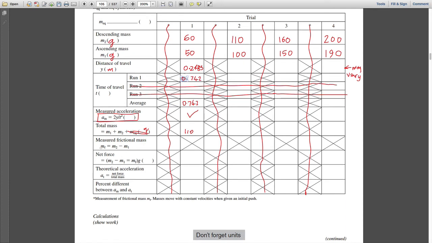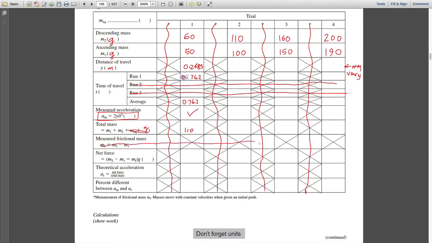Then the next is frictional. This has to be ignored as well. There is no friction that we're going to deal with in our lab. We're keeping it simple, given the circumstances. Then M2 minus M1, that's 60 minus 50, which is 10. So that's your net force, 10 grams.